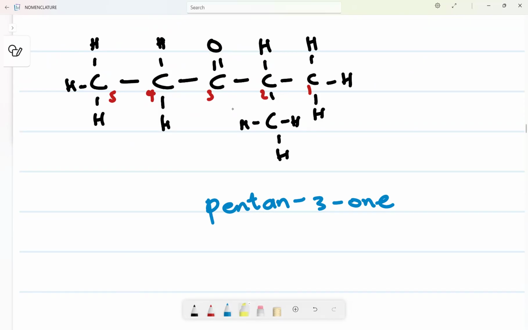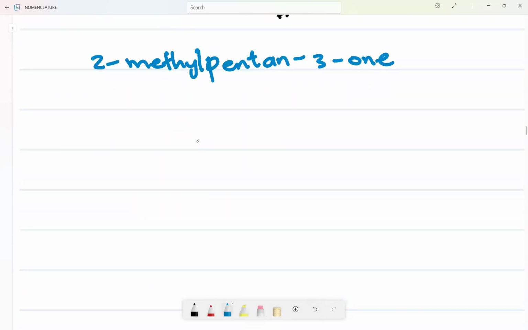Then I also met a branch on carbon number 2. So I'll say, okay, on carbon number 2, I met a branch called what? Methyl. I'm done. Let's have the last naming for this one.